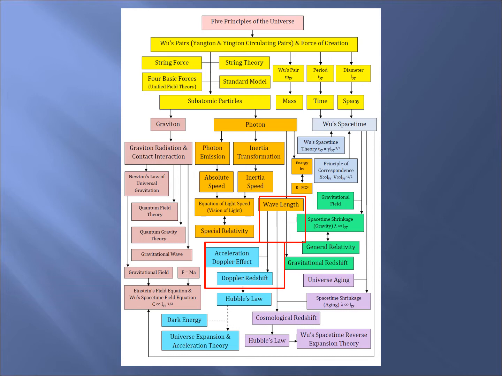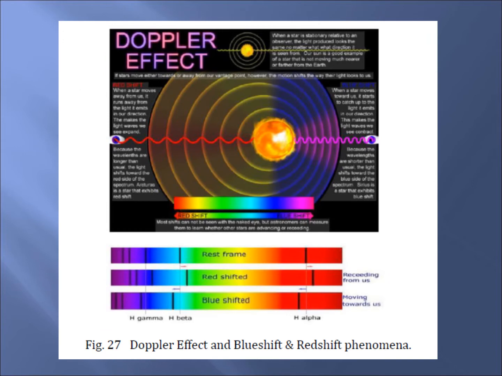Now let's focus on photons' wavelength, acceleration Doppler effect, and the Doppler ratio. When a wave travels toward the observer, its wavelength decreases and the frequency increases, or the other way around. When a wave moves away from the observer, its wavelength increases and the frequency decreases. This is called Doppler effect.